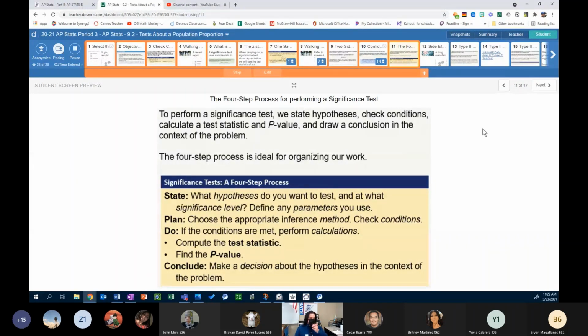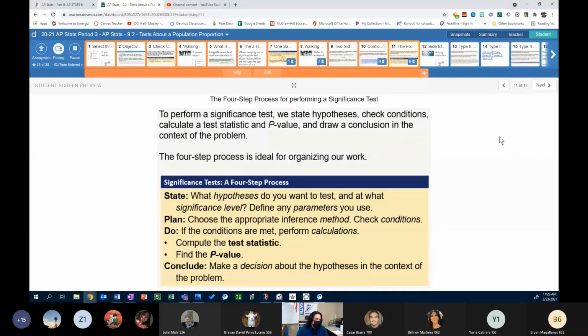All right, and now that we have all the little parts and pieces for our significance test, we get the four-step process for performing a significance test. To perform a significance test, we state hypotheses, check conditions, calculate a test statistic and p-value, and draw a conclusion in the context of the problem. The four-step process is ideal for organizing our work.